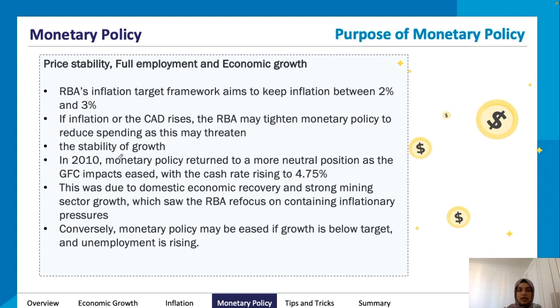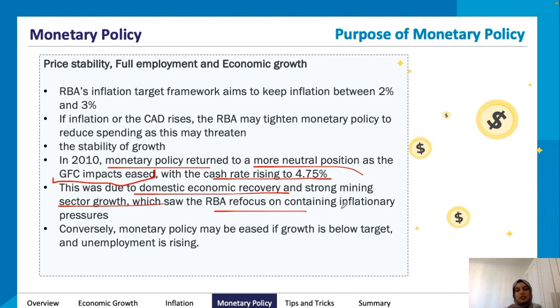So in 2010, monetary policy returned to more of a neutral position as the GFC impacts eased, with the cash rate rising to 4.75%. Right, so in 2010 it sort of went back to normal, because we had the GFC around 2008 to 9. So why was this? It was because there was a domestic economic recovery and strong mining sector growth, which saw the RBA refocus on containing inflationary expectations.